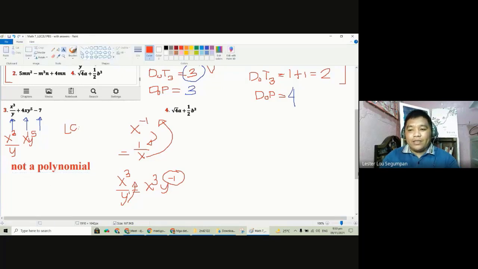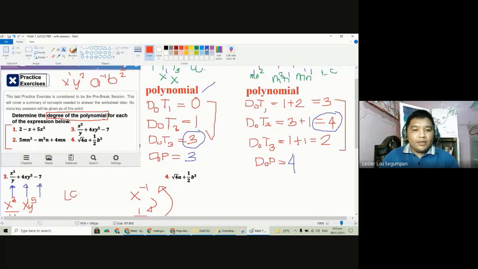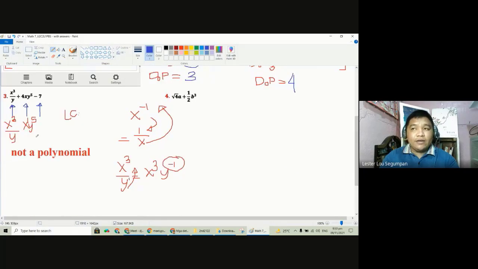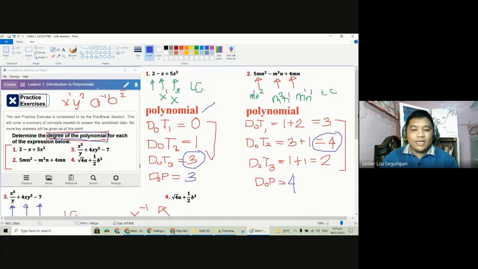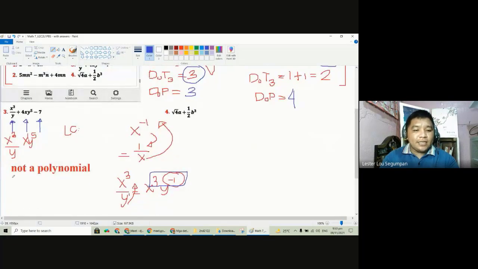And if it's not a polynomial, why bother to get the degree of the polynomial if in the first place it's no longer a polynomial? Of course, you could try to get the degree of each term. The sum for the first term will become 2, so you could say the degree of the first term is 2. Here is 1 plus 5, you have 6. And the last term is 0, same as number 1, a constant. But in the first place, it's no longer a polynomial. So why bother doing that?